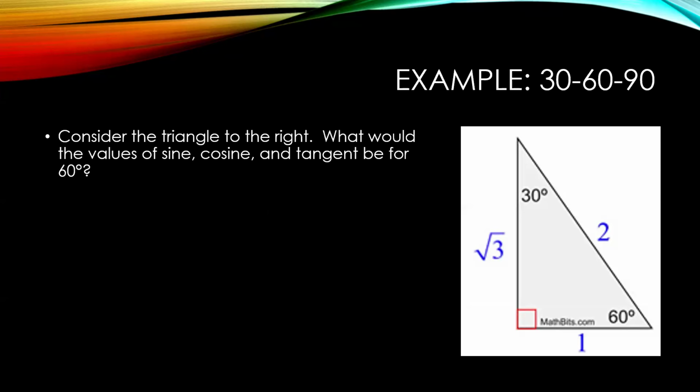We can use this to figure out the trigonometric functions for both 30 degrees and 60 degrees. And so consider the triangle to the right. What would the values of sine, cosine, and tangent be for 60 degrees? If you want, give it a shot, see if you can figure it out.